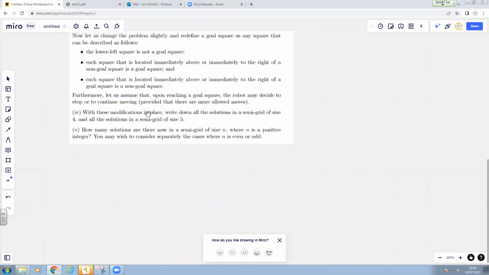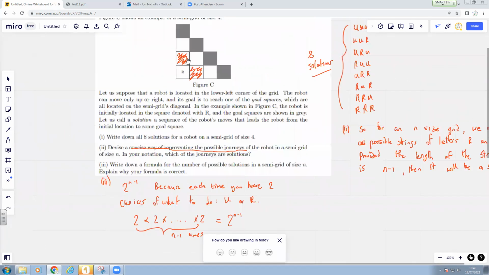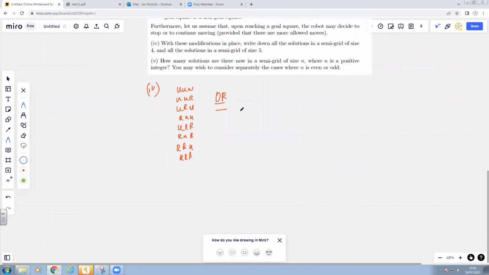So if I want to write down all the solutions of a semi-grid of size 4, we're going to have all the ones we had last time. Sorry, let's just very quickly write down exactly the same thing again. RU, and then finally RRR. Check you've got 8 there. Yep, we've got 8 there. Or we could finish on the second diagonal as a goal square. There's two ways we can do that. You can move one to the right or one up. So U or R. And so there's 10 solutions.